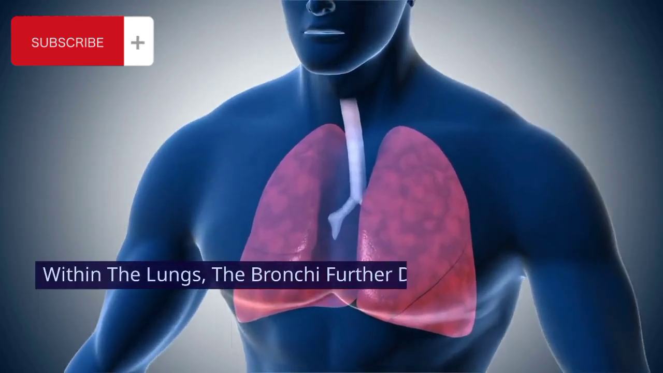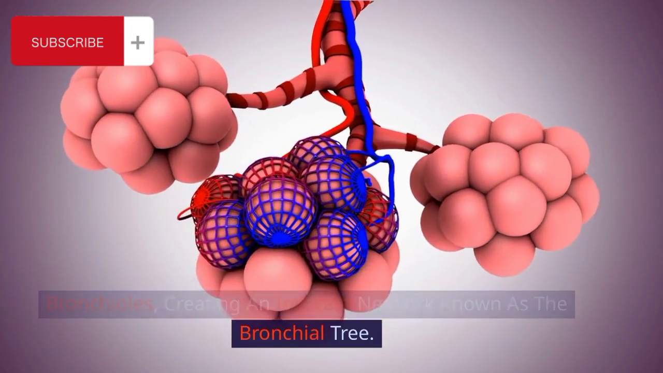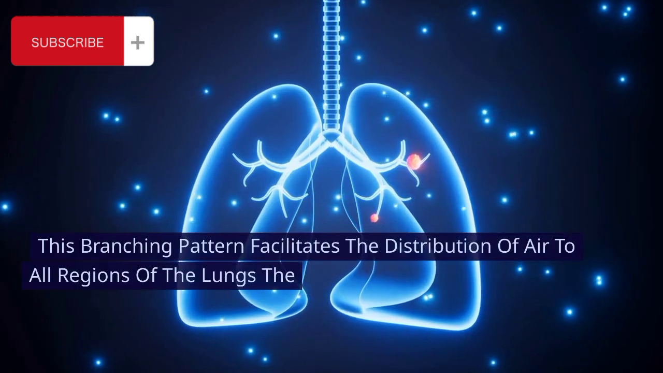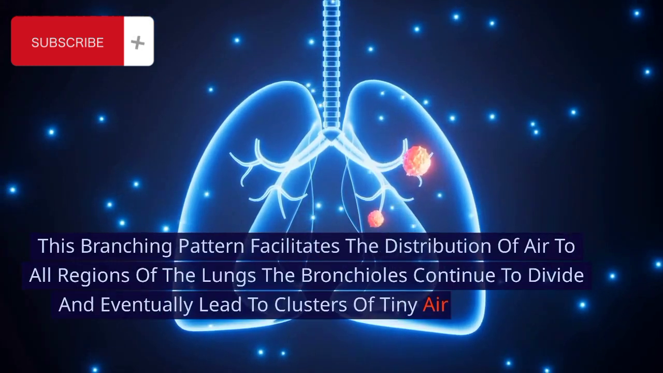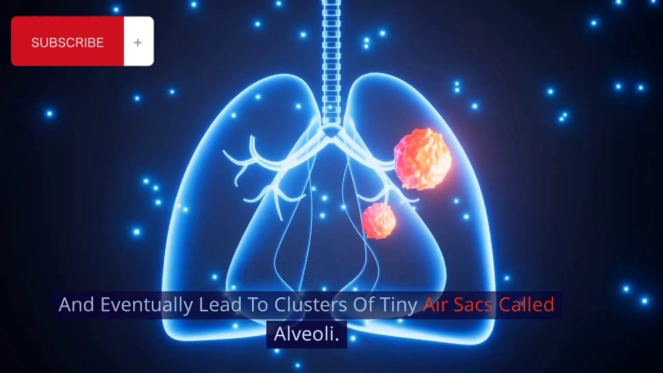Within the lungs, the bronchi further divide into smaller bronchioles, creating an intricate network known as the bronchial tree. This branching pattern facilitates the distribution of air to all regions of the lungs. The bronchioles continue to divide and eventually lead to clusters of tiny air sacs called alveoli.